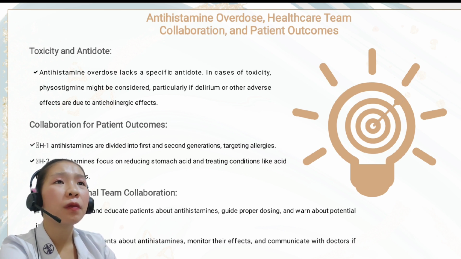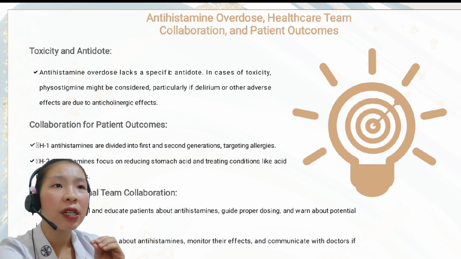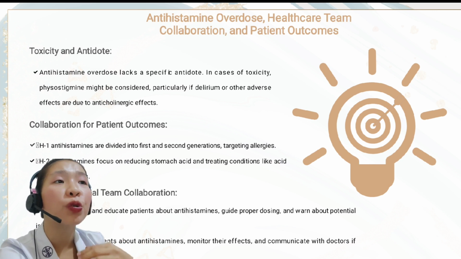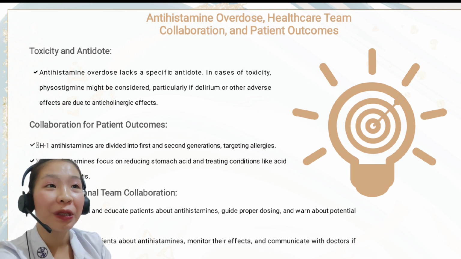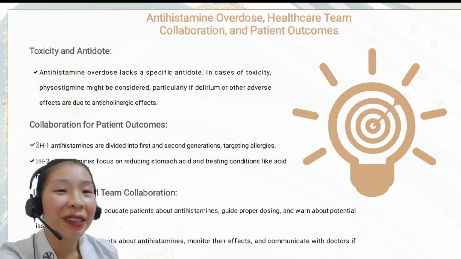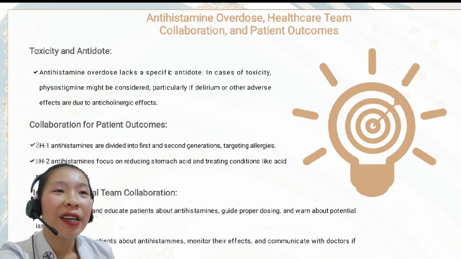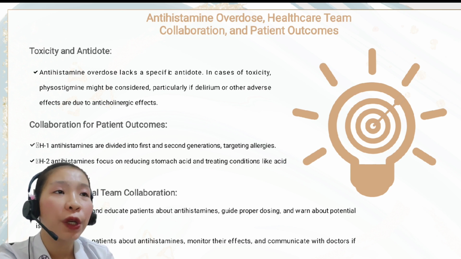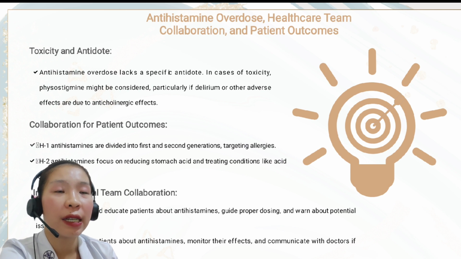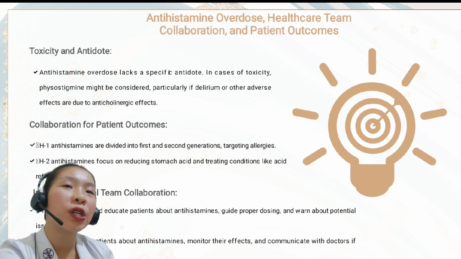So physostigmine, what does it mean? It is a medication used to counteract anticholinergic effects by increasing the acetylcholine levels in the brain. So acetylcholine has a major function. That's why it is very important in delirium, which is a state of mental confusion and agitation or anxiety. Now number two, we have the collaboration for patient outcomes.